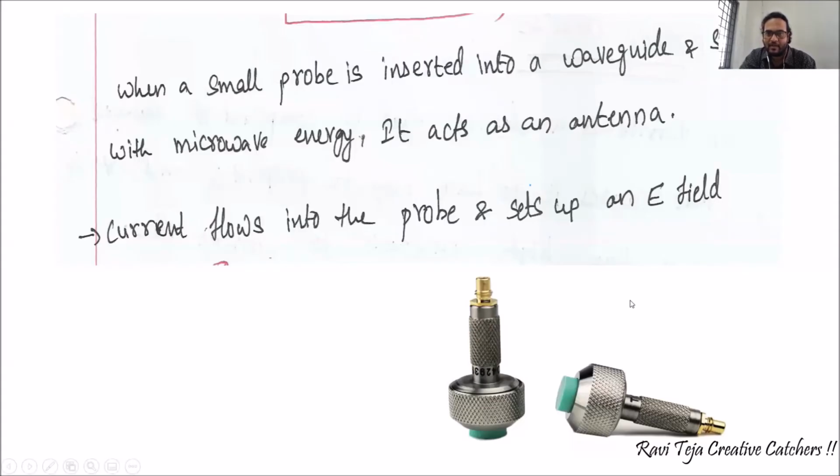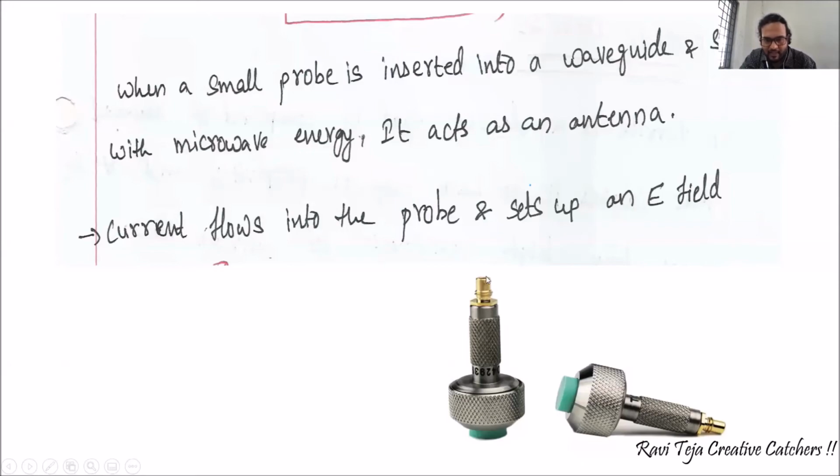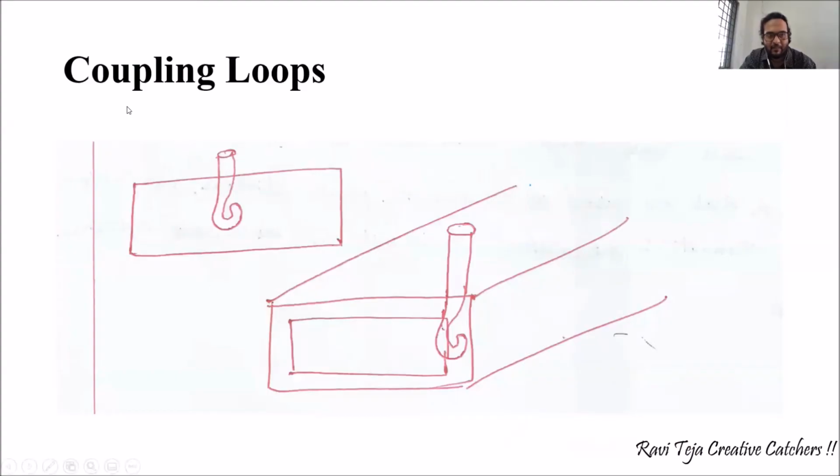Coming to coupling loops, previously in a coupling probe, you have seen the probes are a straight line or a straight cylindrical kind of probe, or metallic tubes. That's why it is just producing an electric field. But here, if you see the coupling loops, whatever the pipe which is inserted into this waveguide or cavity resonator, this is just a diagrammatic representation.